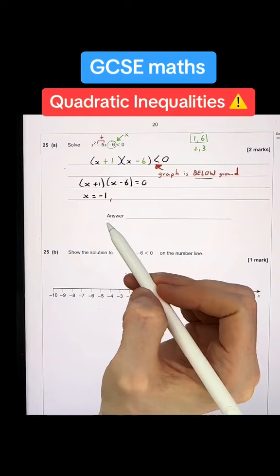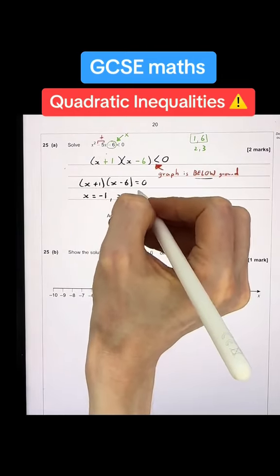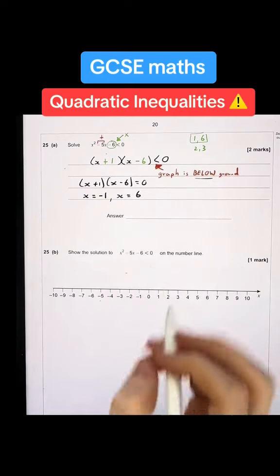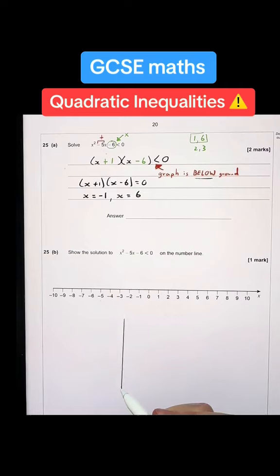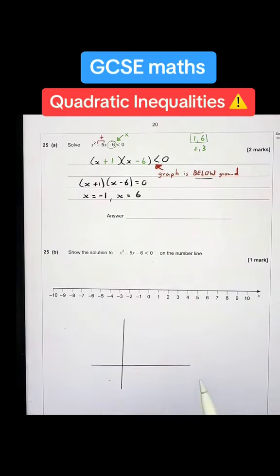Placing my second single bracket equal to 0, the opposite of -6, if it goes across an equal sign, would change sign. Therefore, my other root is x equals +6. I now draw a quick sketch of my graph. As my 2 roots were x equals -1 and x equals +6, our roots are where it crosses our horizontal axis. So in this case, it was x. It crossed at -1 and +6.